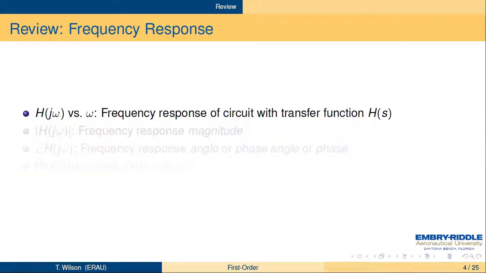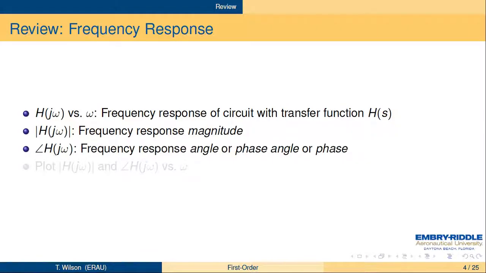So to review, we've been talking about the frequency response, which we write as H of j omega. That's where s has been replaced by j omega, and we plot that versus omega. We call that the frequency response, and we plot the magnitude of it. We plot the angle of that, and then we do that versus omega.